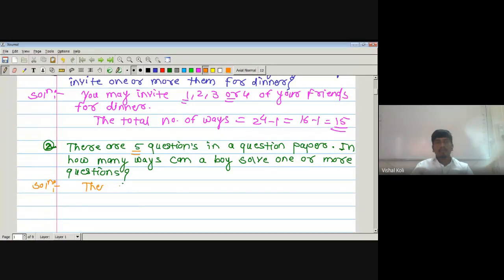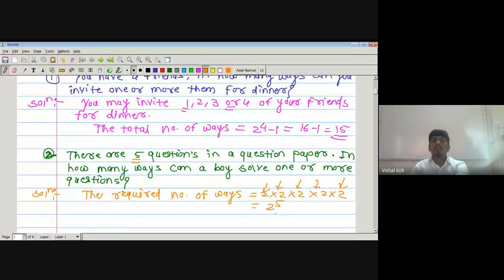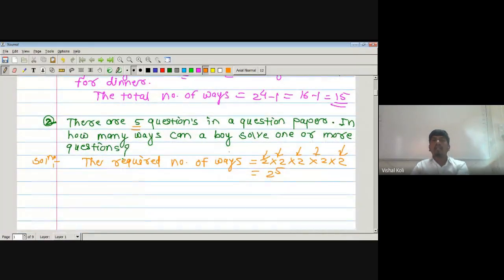So the required number of ways equals, each question has two possibilities, so 2 into 2 into 2 into 2 into 2. The first question has two possibilities, the second also has two, and so on up to the fifth question. Then there are 2 to the power 5 ways, but in those 2 to the power 5 ways there is one possibility that the boy leaves out all the questions. But here we have to find the total number of ways a boy can solve one or more questions.